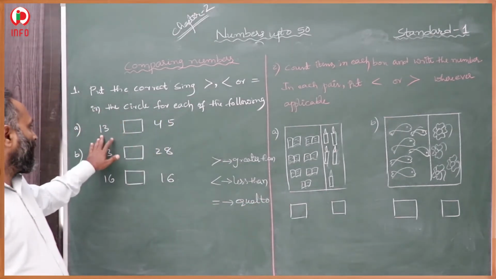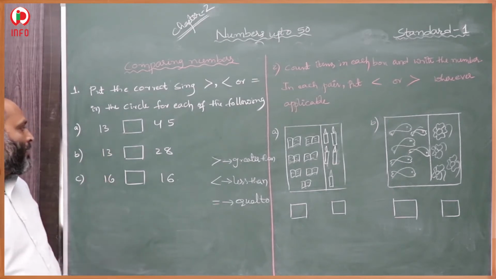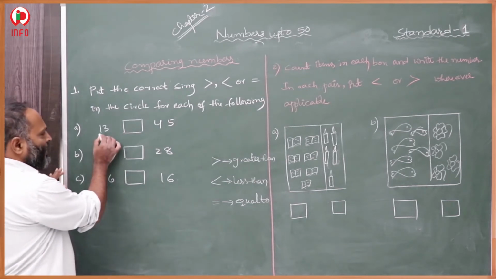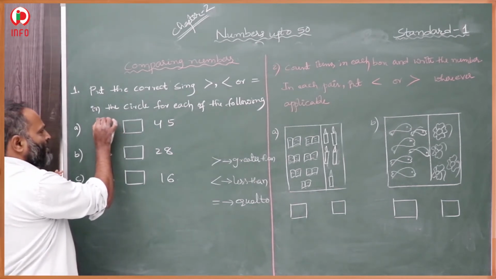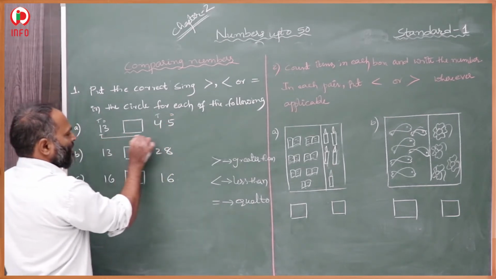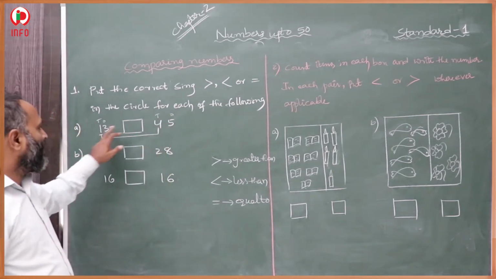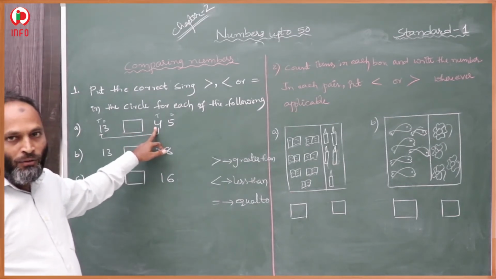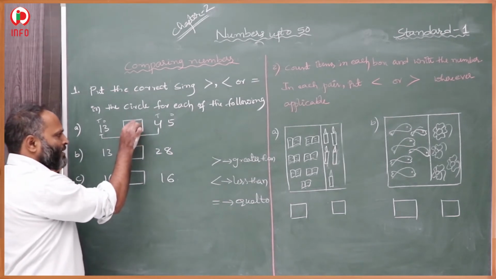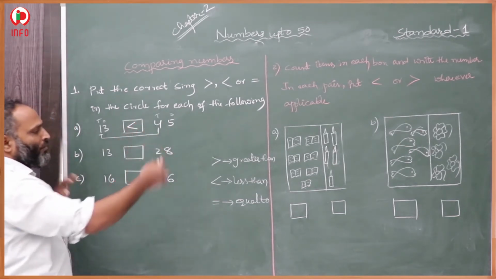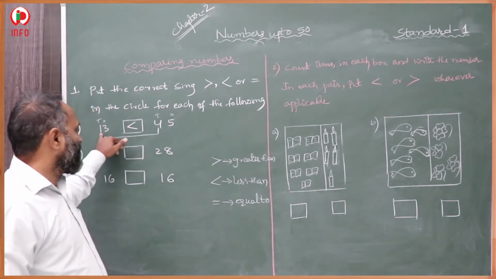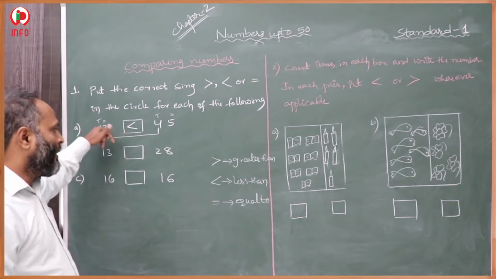So here this is the first question, second question, third question. In the first question 13 and 45 is given. First we have to check the tens. This is the 1's place, this is the 10's place. This is the 1's place, this is the 10's place. 10's place and 10's place we have to check. 1 and 4. In 1 and 4, 4 is bigger. It means 13 is less than 45. Why? Because the 10's place value is lesser.